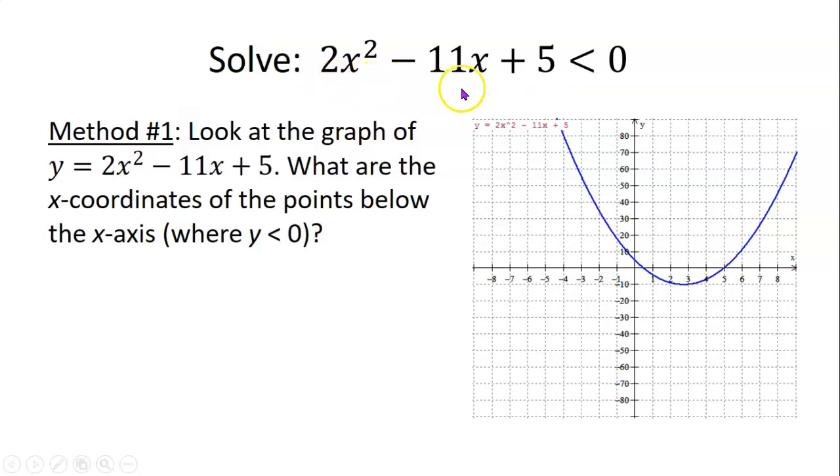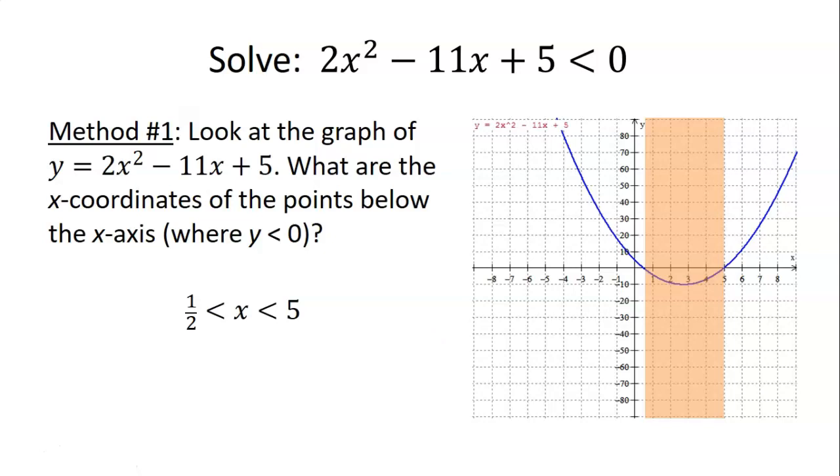If we want 2x squared minus 11x plus 5 to be less than 0, and on the graph y is equal to 2x squared minus 11x plus 5, we're looking for points on the graph where y is less than 0. Do you see where that happens? It happens when x is between 1/2 and 5. So that would be the solution set to that inequality. The inequality is true whenever the number you put in for x is between 1/2 and 5. Greater than 1/2 but less than 5.